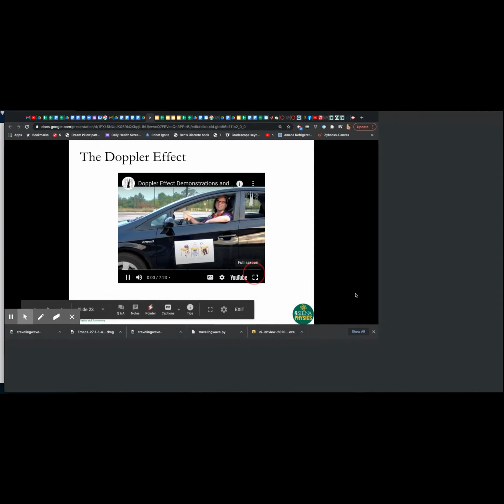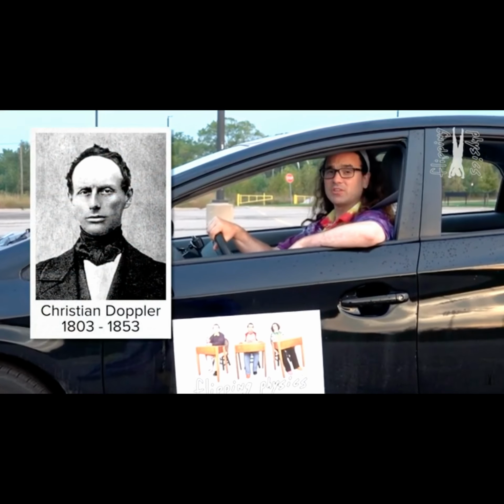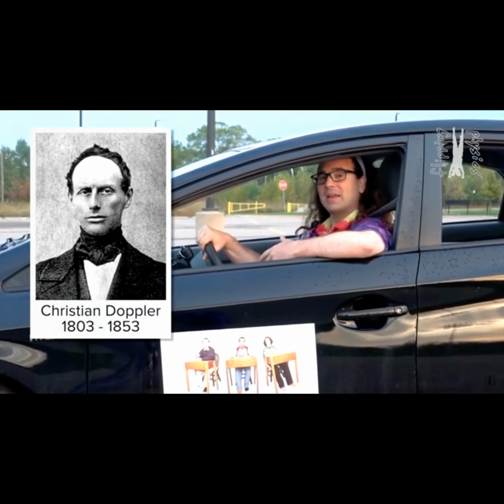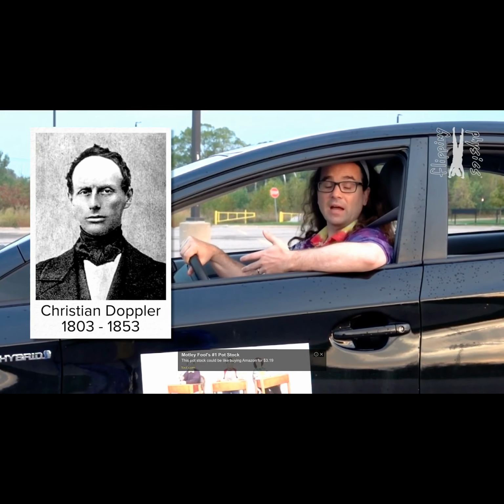Good morning. The Doppler effect is named after Christian Doppler, a 19th century mathematician and physicist who was able to mathematically describe what is now called the Doppler effect. And it sounds like this.